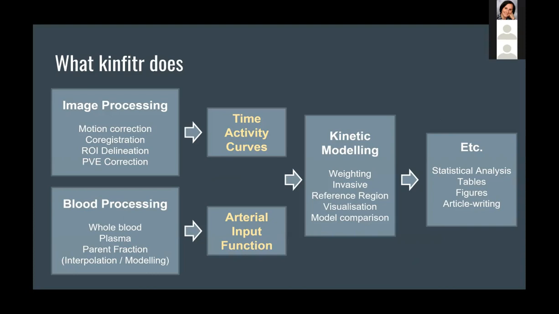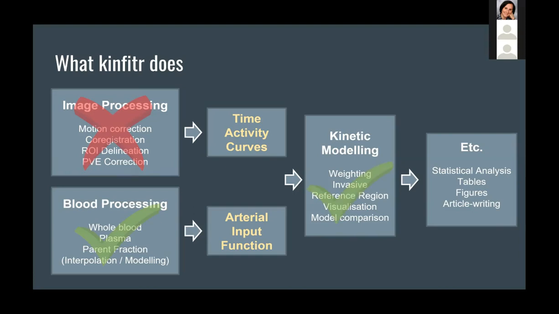What Kinfitr does: there are various steps in the processing of PET data. The first step is usually image processing: motion correction, co-registration, ROI delineation, PV correction. Kinfitr does not do any of that. I figure that there are enough different tools that do that, so we don't need to reinvent the wheel. That basically produces time activity curves, so Kinfitr works with those. It does do blood processing though. It does do kinetic modeling and all the steps there.